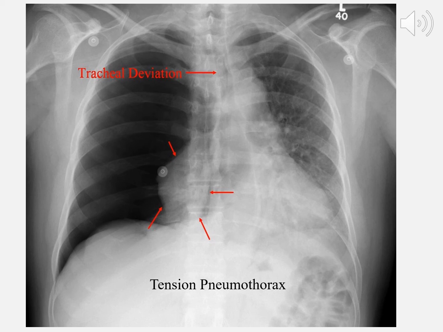Pneumothorax patients, even tension pneumo, don't always have hypoxia. They are sometimes ventilating enough. But generally, they've had some type of trauma. You can also have spontaneous pneumos, which occur in tall, thin people.